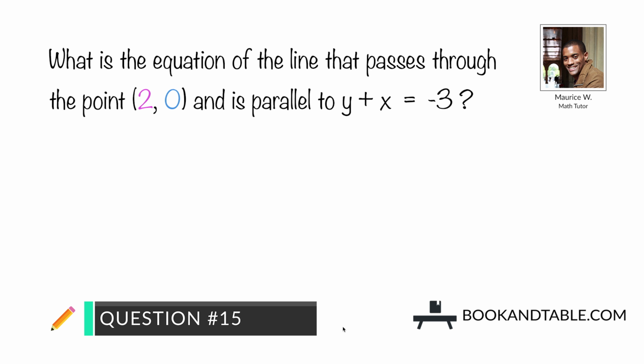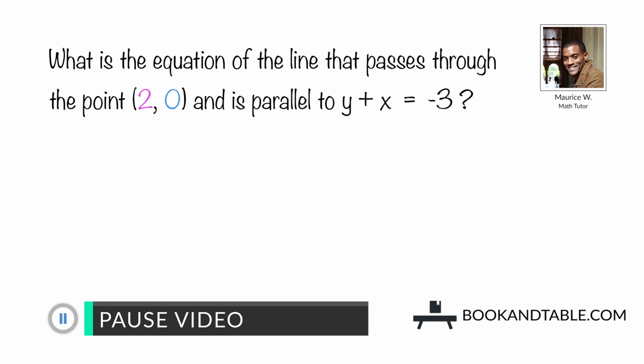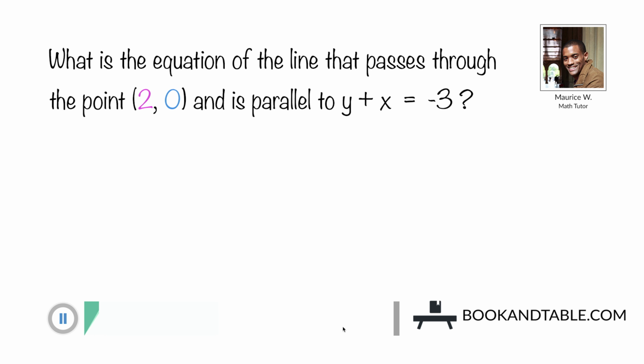Question number 15. What is the equation of the line that passes through the point (2, 0) and is parallel to y plus x is equal to -3? Pause the video, answer this question, and then press play when you are ready to begin.